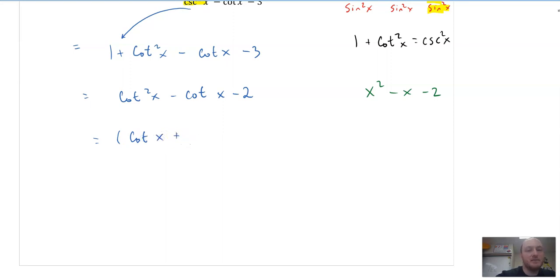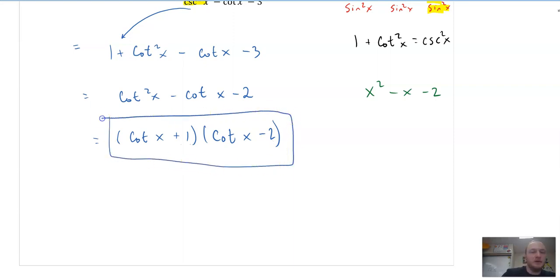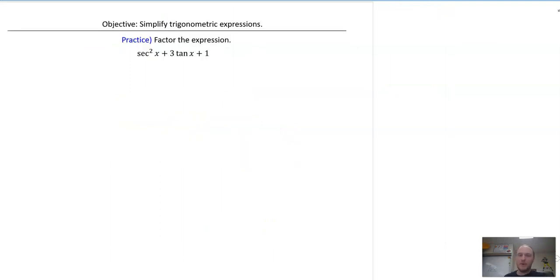Cotangent of x plus 1, cotangent of x minus 2. And you're done. There it is. That's simple, right? Okay. All right, here is a practice one.